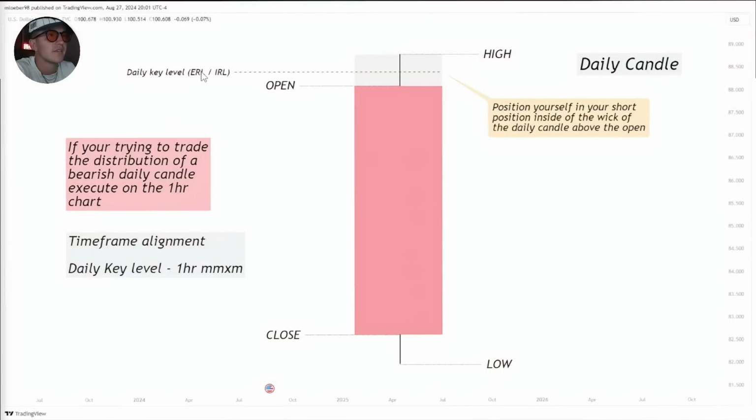We have a daily key level, an external or an internal range liquidity pool tag at that high inside of the wick, and we're positioning ourselves short on our hourly chart inside of this wick when we reach that daily key level. Again, our time frame alignment is daily to 1-hour market maker sell model if we are bearish.